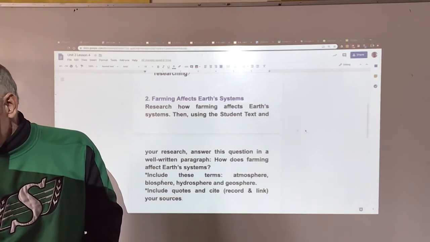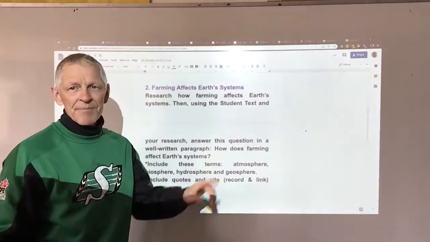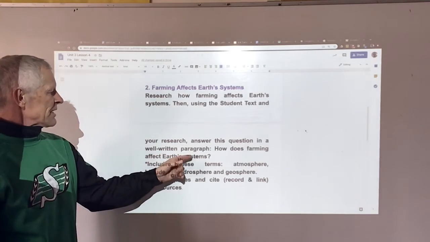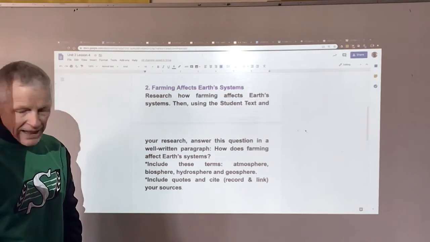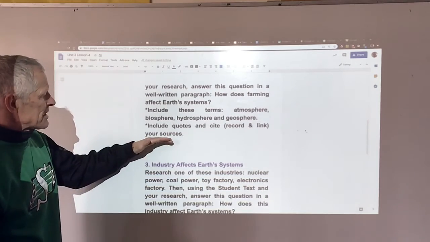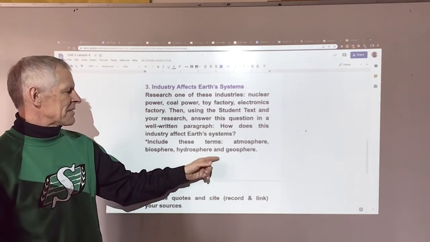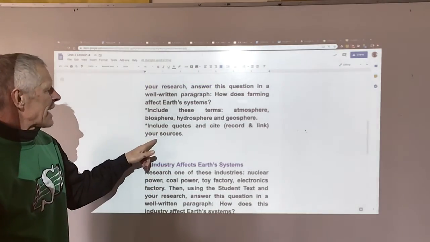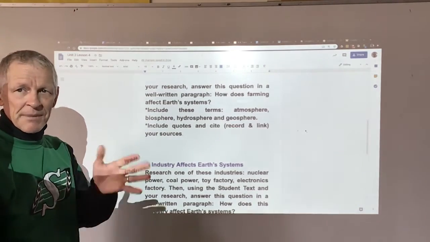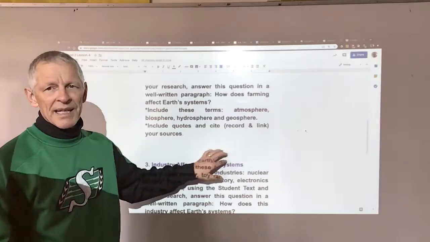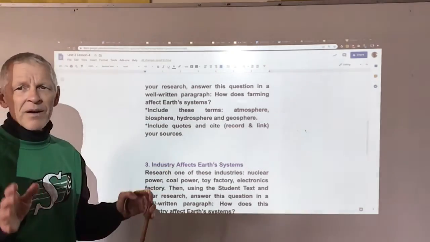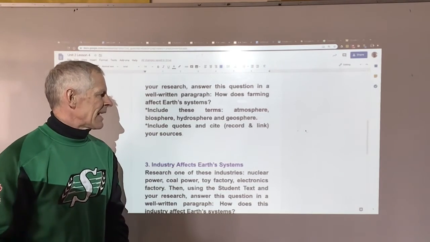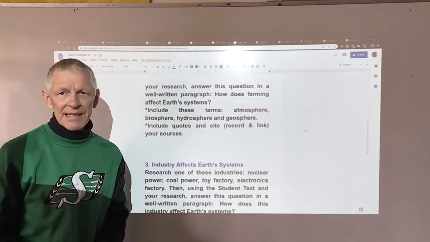History and farming effects. Now this is a research project. You're going to actually have to go and look at some of the effects farming has, and then you're going to research an answer. You're going to write the answer right into here. There's enough space, and as you type, you have to use atmosphere, biosphere, hydrosphere, and geosphere in your answer. It will push this down. You do have to include your sources. Now, you don't need to put your sources at the bottom. You can put your sources right in here. So look something up about how farming affects the Earth's systems, whether they plow land or whatever, and you're going to record and link the sources in there.